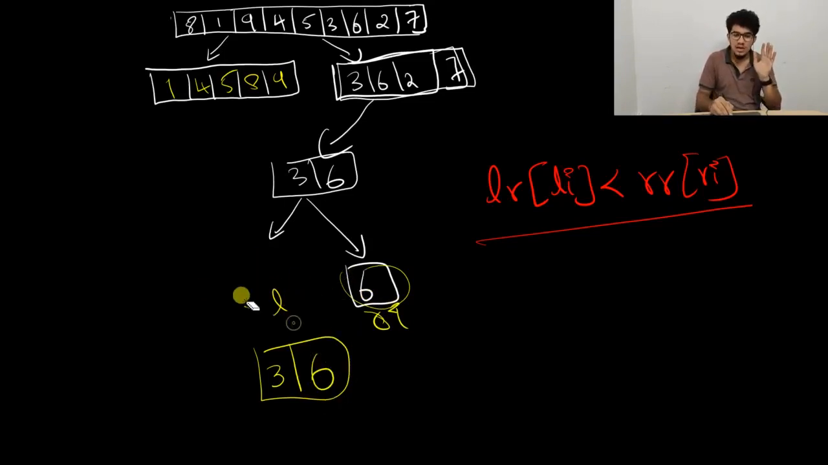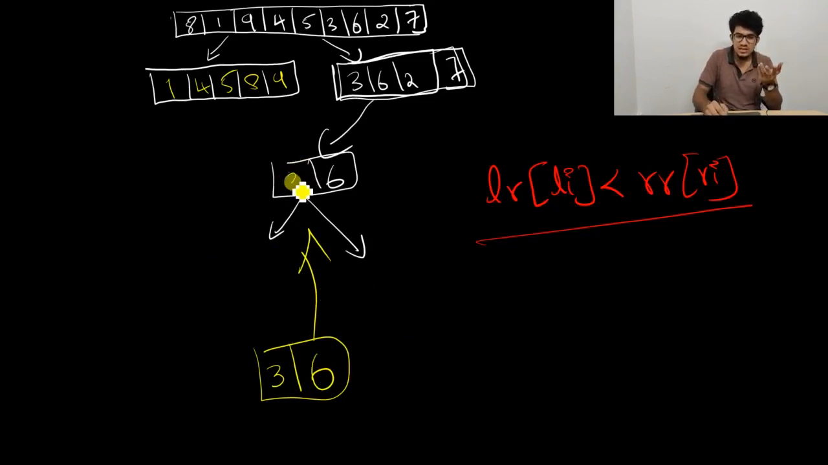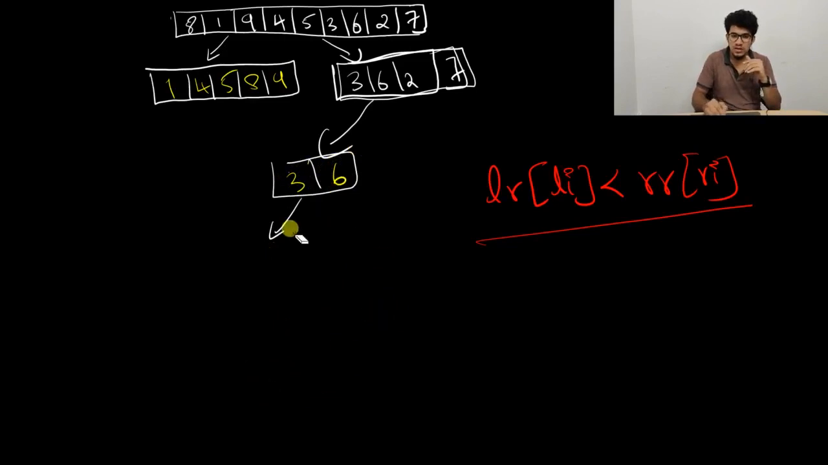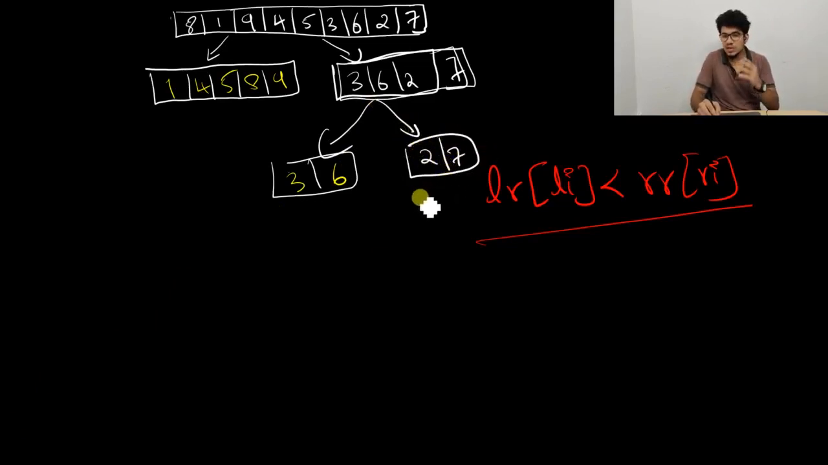As soon as you get your answer, give your answer back. Yes, 3 and 6 is 3 and 6 only. It is given back. Then for this array, the right array is yet to be calculated. So it will split now, 2 and 7. It got the right array.